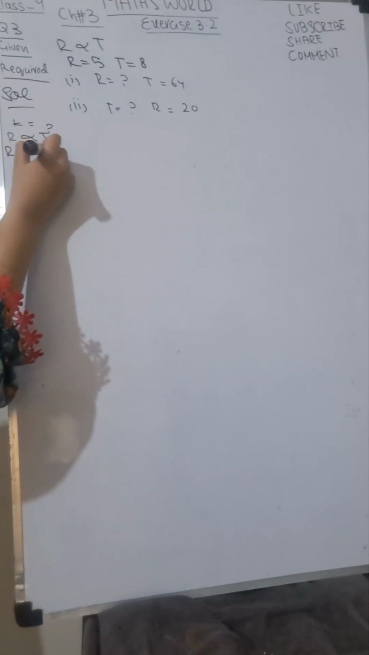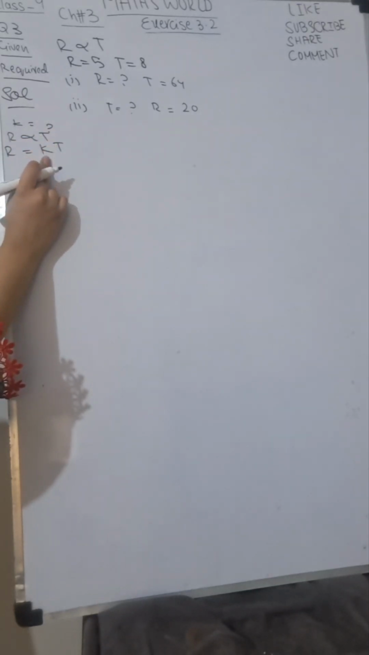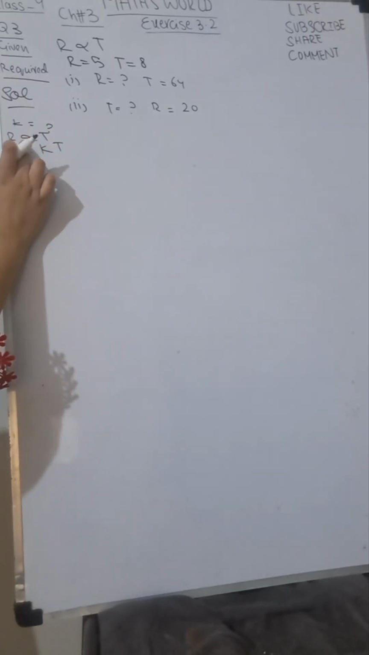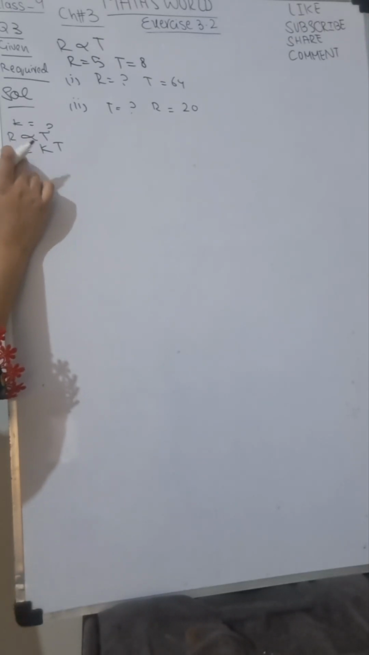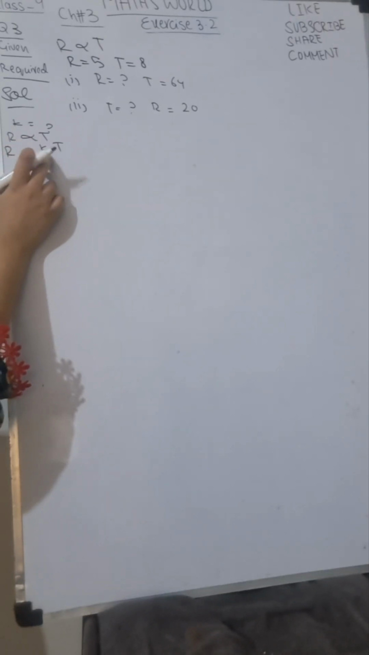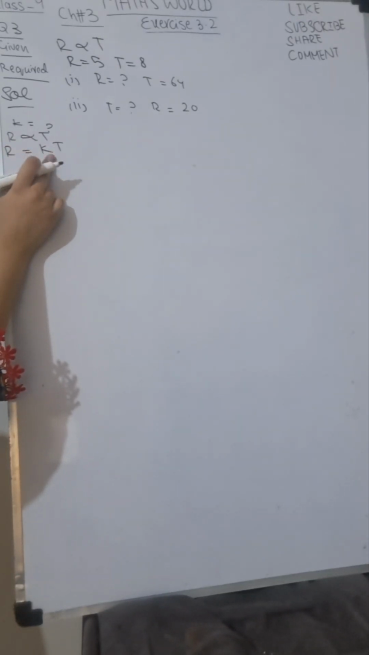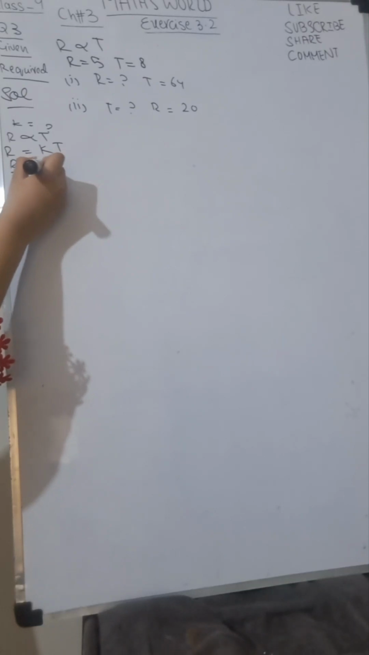r proportional to t, so r is equal to kt. k is a constant. When we remove the sign of proportionality and add the sign of equality, we always put a constant. So this k is called a constant. So r by t, we are going to find the value of k. r is 5 and t is 8, so this is the constant k.